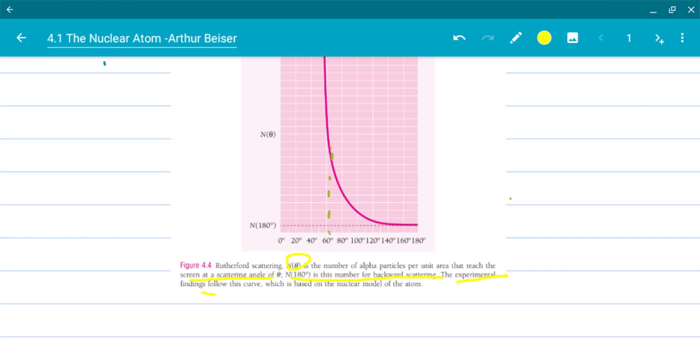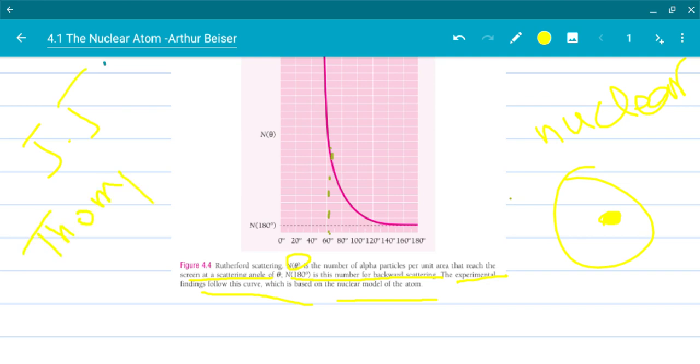The experimental findings follow this curve, which is based on the nuclear model of the atom. The nuclear model of the atom basically means that the model of the atom consists of the concept of a nucleus. Earlier on, when people were following J.J. Thomson's model, it lacked a nucleus. In fact, it supposed that there is a whole positively charged mass with electrons embedded in it, right? Like a fruit cake.